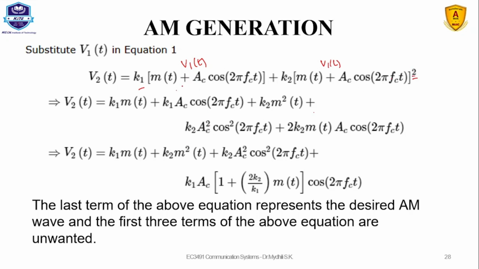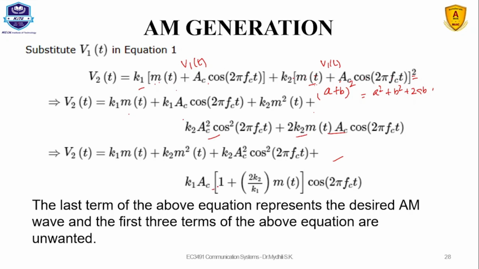Solving it with the formula a plus b the whole square, we arrive at an equation with a huge term, that is K1 m of t. This term is the same, whereas this other term is the squared term, using the formula a plus b the whole square and solving for 2ab. Here a is m of t, and b is Ac cos of omega c t. We get the squared term and 2 times ab. So now this is the equation we are getting.